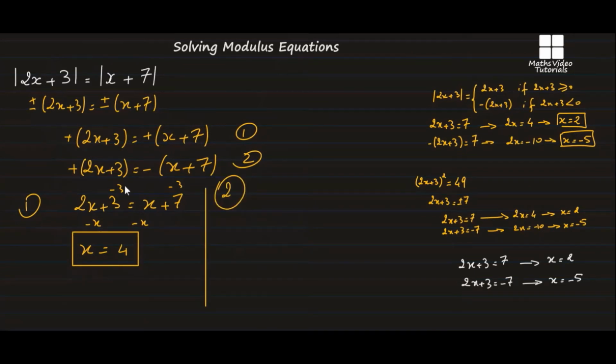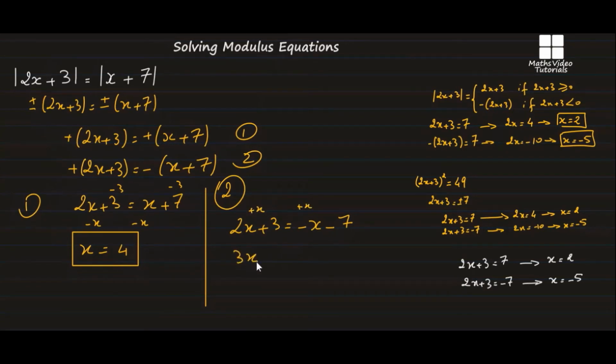Number 2, we have positive on the left hand side, so that's 2x plus 3. On the right hand side, we've got a negative before the bracket. So when we remove the bracket, we get negative x, take away 7, and we solve it by adding x to both sides.